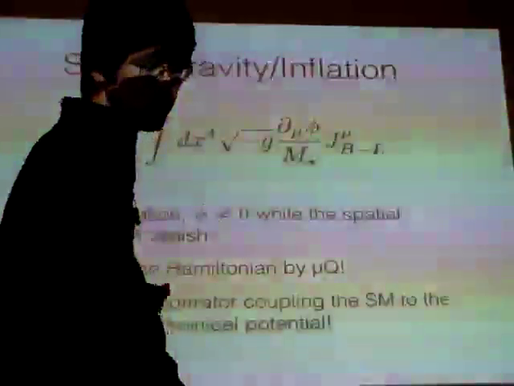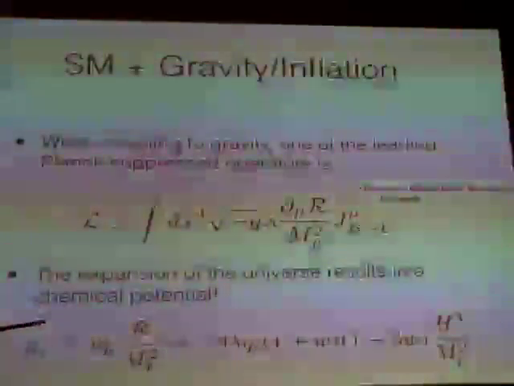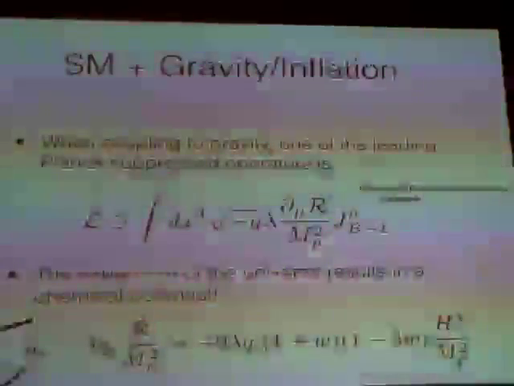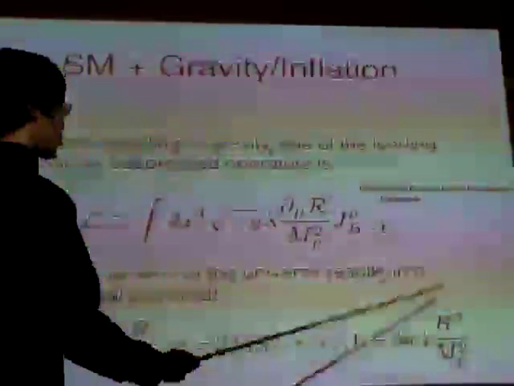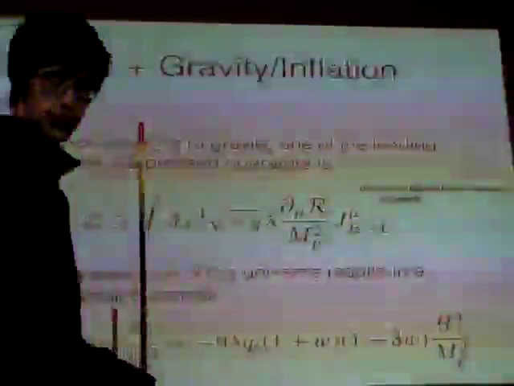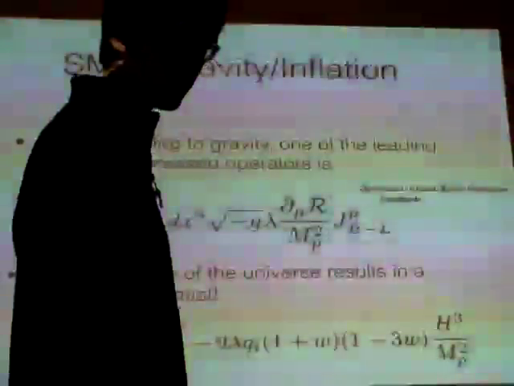And okay, so now what about dynamical gravity? We have to do the same thing, write down all higher dimensional operators coupling dynamical gravity to the standard model. One of them is going to be this guy here, which is del mu Ricci scalar times J mu. The expansion of the universe implies that R dot is non-zero. In particular, R dot turns out to be proportional to H cubed, and so we have an effective chemical potential here, basically due to the expansion of the universe, which is H cubed over M Planck squared. So, okay, a very brief lightning review of chemical potentials.